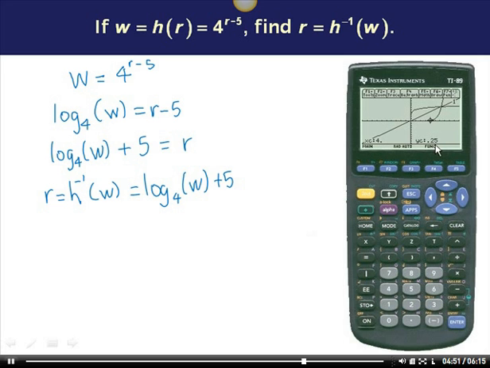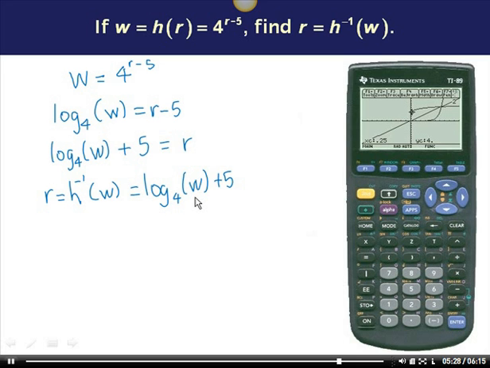Does this make sense? Well, let's look. If I input 4 in my exponential function, my exponent is 4 minus 5, which is negative 1. 4 to the negative 1 is the same as 1/4. So this does make sense. If the point 4, 1/4, is on the exponential function, then the point 1/4, 4, should be on the log function. Let's go up to graph 2, the log function, and put in 1/4 for x. Indeed, as I expected, I get a y-coordinate of 4.